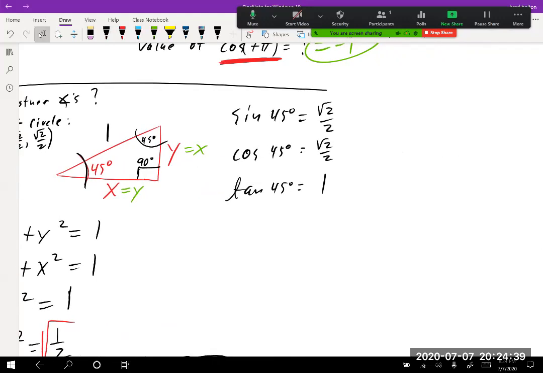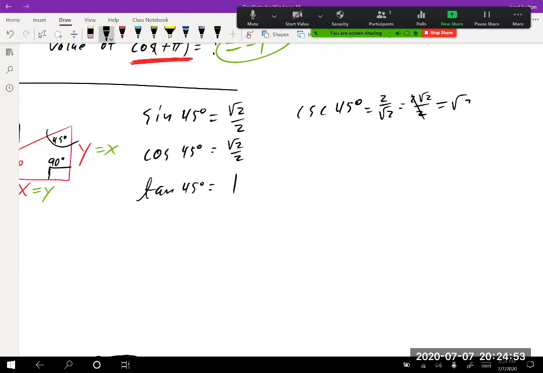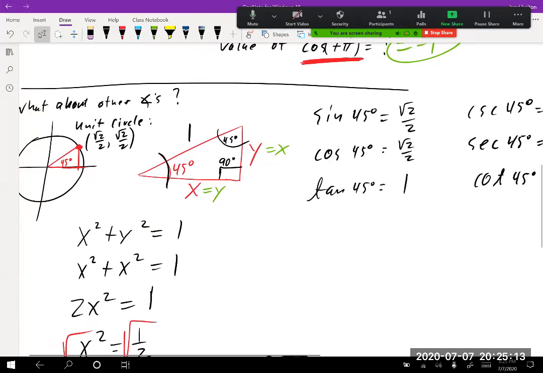Now we can come over here and we can say cosecant of 45 degrees would be 2 over the square root of 2, but that would just be 2 square roots of 2 over 2, so you would end up with square root 2. The secant of 45 degrees would also be square root 2, and the cotangent of 45 degrees would also be 1. So 45 degrees is a really, really nice set of angles, because everything cleans up so good with 45 degrees because both side lengths are the same.